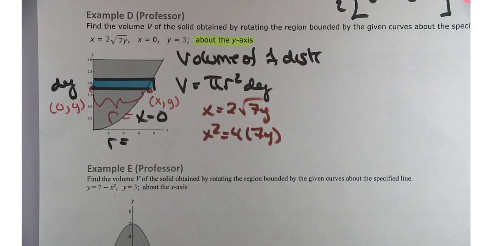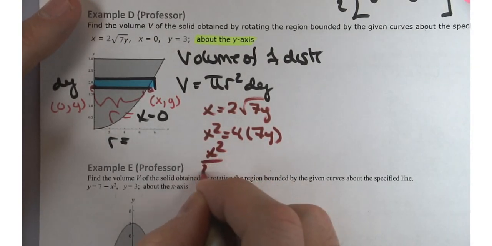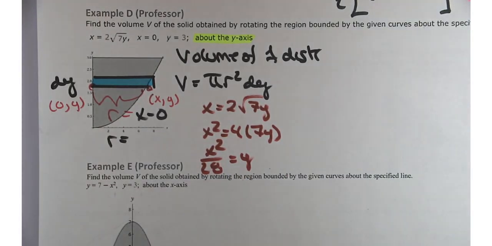What would y equal? Yeah, x squared over 28 equals y. Beautiful. Good on that one? No.